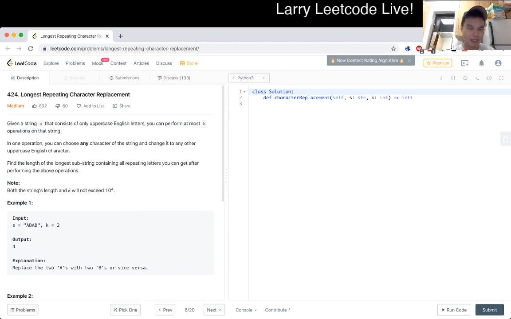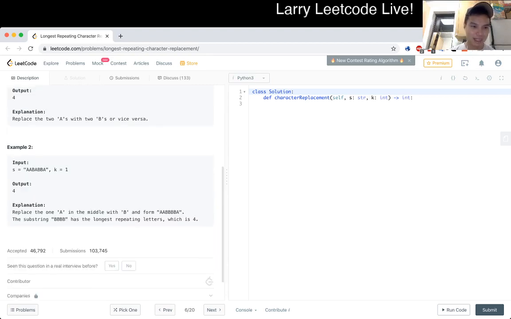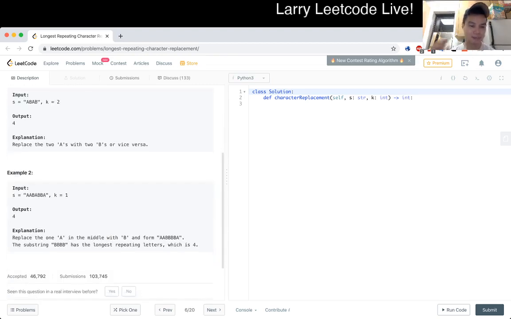Find the length of the longest substring containing all the repeating letters that you can get after performing the above operation. Okay, it's a little remarkable. Let's see. And k could be 10 to the fourth. Okay.